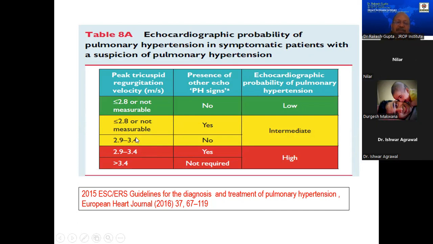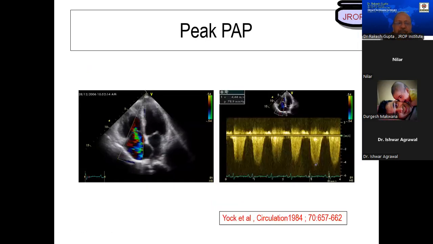And why do we get alarmed? As the velocity goes more than 2.9, if there's no other feature of pulmonary artery hypertension, just leave it like that, but follow it up. And if you have a velocity more than 2.9 and you have features of pulmonary artery hypertension like congestive cardiac failure, the probability of deciding about pulmonary hypertension by echocardiogram would be very, very high. So the cutoff value is 2.8, 2.9.